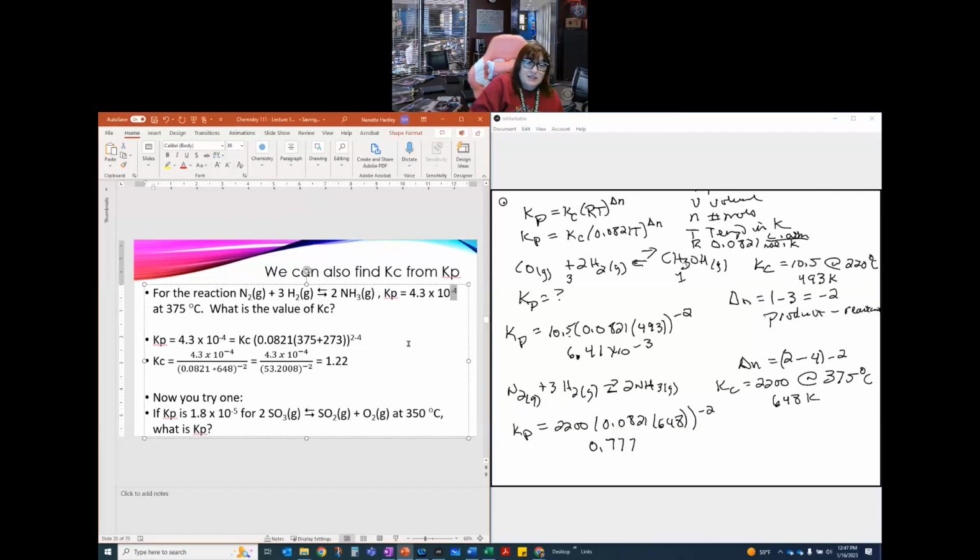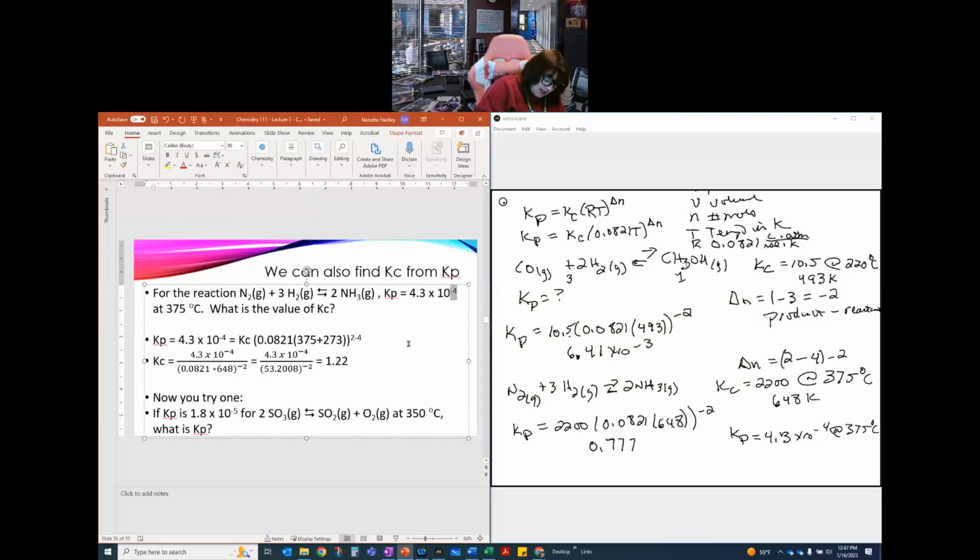So I want to know what the value of Kc is if I'm given a Kp here. We're dealing with the same chemistry that we were just dealing with previously. But now, instead of getting a Kc, we get a Kp. And that's given to us as 4.3 times 10 to the minus 4th. Okay, 375. Interesting. Different value. Okay, fine.